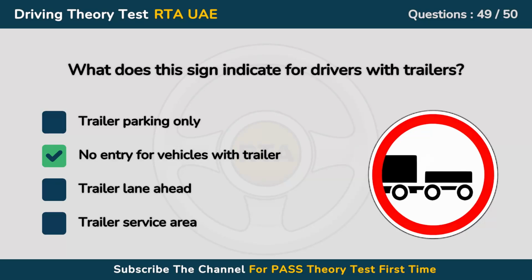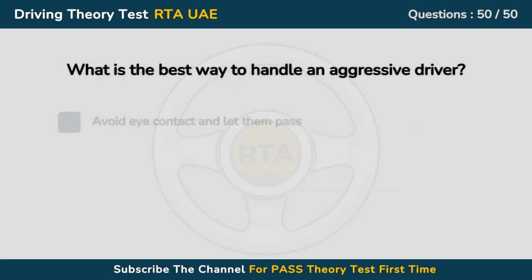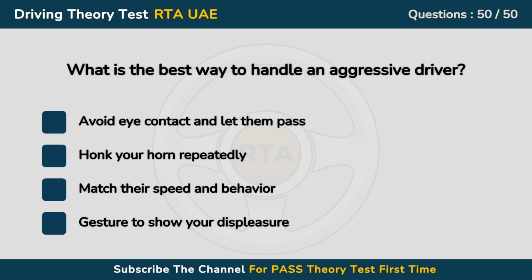Answers is B. No entry for vehicles with trailer. This prohibitory sign means that vehicles towing a trailer are not permitted to enter the road or area beyond the sign. It is designed to prevent long or heavy vehicles from certain routes. Question 50. What is the best way to handle an aggressive driver?